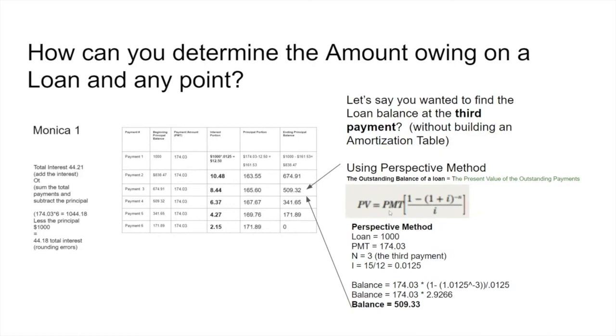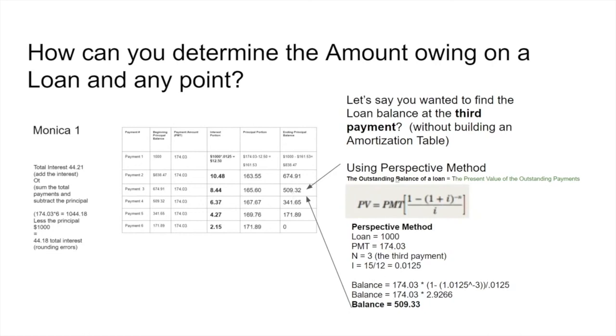So the present value is the payment, $174.03, times 1 minus 1 plus 0.0125 to the minus 3 over 0.0125. We do the math on that, and we get 174.03 times 2.9266. Multiply those together. What do you know? 509.33. So effectively, what that's done is it's found the value of the amount that was owing after the 3rd payment. And let's check it against the table. Yeah, exactly the same amount.